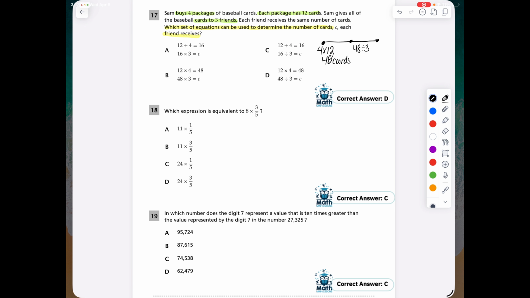So what matches that? I'm looking for this thing to happen first, the 4 times 12. So definitely not A. Definitely not C, where they're adding 4 and 12. No, I'm multiplying them because I want to figure out how many cards there are. So let me see. So this is true. 12 times 4 is 48. That is true. Okay. So then my next step was to share them with his 3 friends. I used division, and that's going to give me the number of cards C.